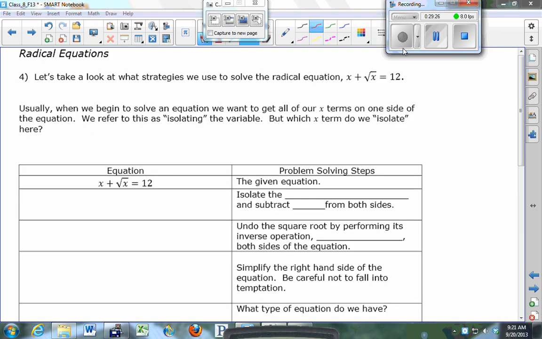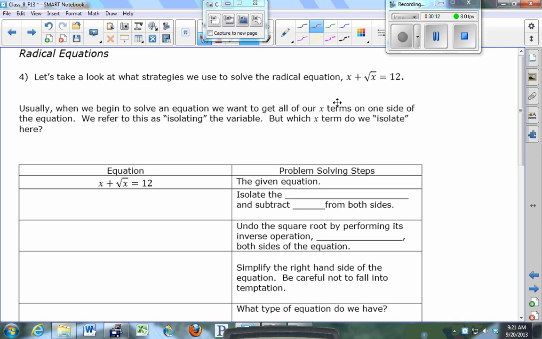Now let's talk about the next type of equation we have to solve. Your friends, the radicals, are back. When we look at a radical equation, the first thing you have to do is identify it as different than the one we just did. It knocks you right in the face because you see a radical symbol. We're going to start the same way we always do. In this case, you have an x term here and a square root of x here, so you want to isolate. You want to get your radical term all by itself on one side of your equation.